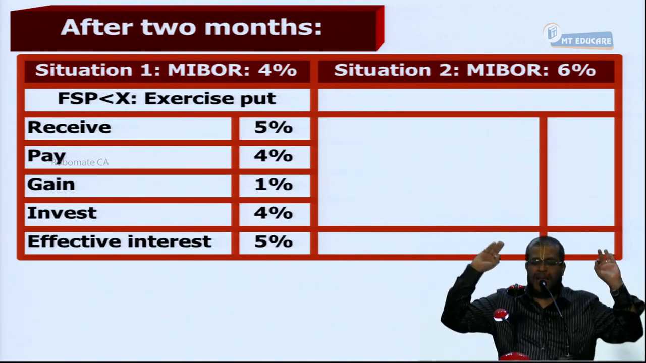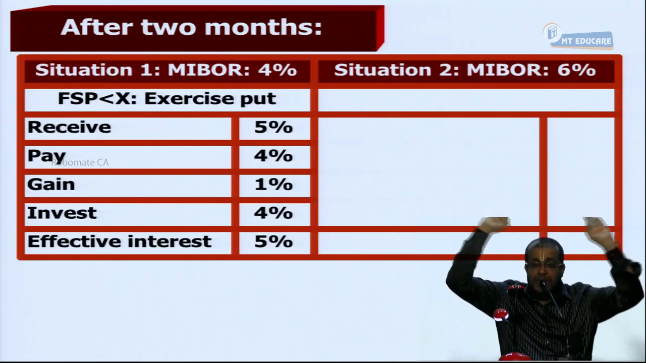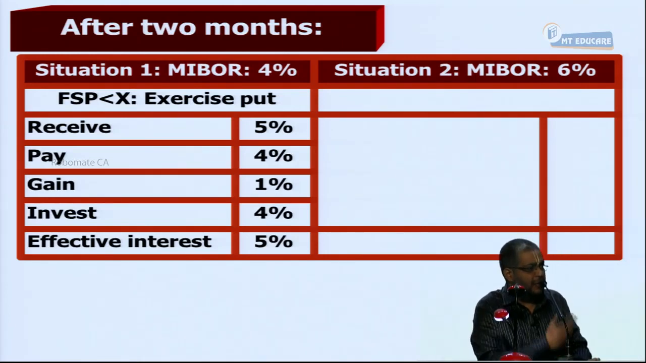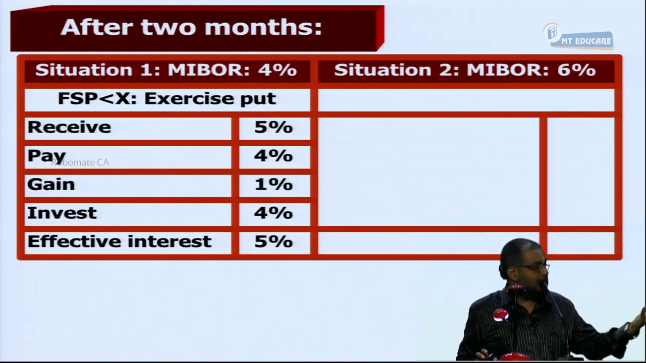Now, if MIBAR is 6%, tell me the transaction. I have a right to sell MIBAR worth 6% for 5%. Will I sell something worth 6% for 5%? No. What will I do? Lapse.